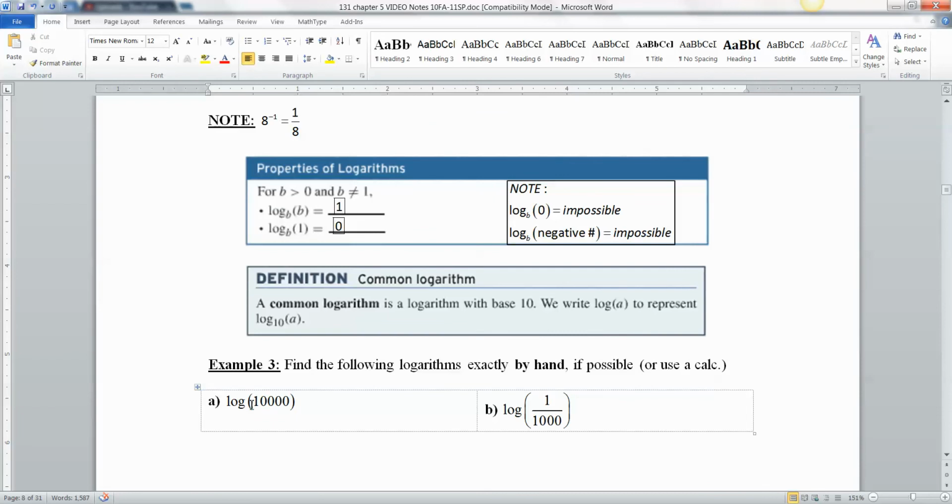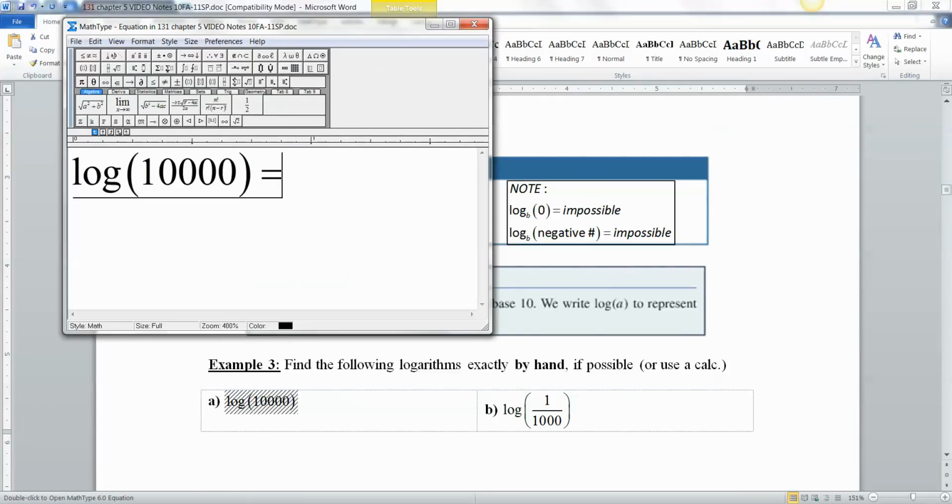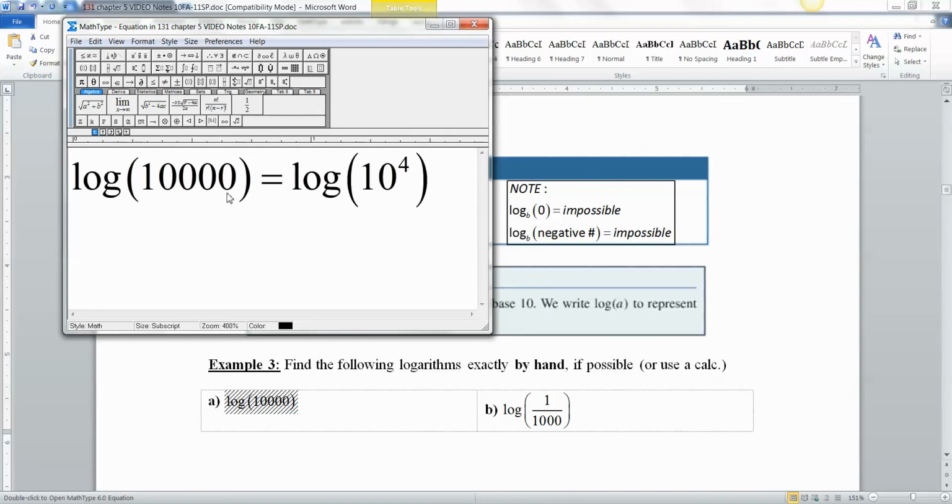Okay, so log of 10,000. Let me just remind you from class a long time ago. This is 10 to the 4th. It's however many zeros there are. That's the power you've got. And this is base 10. They don't say it, but it is.